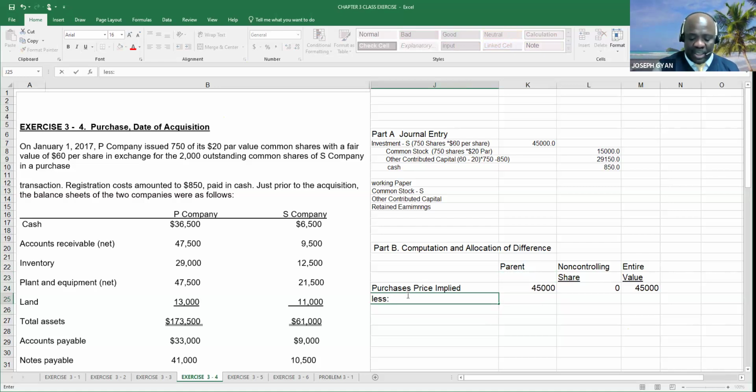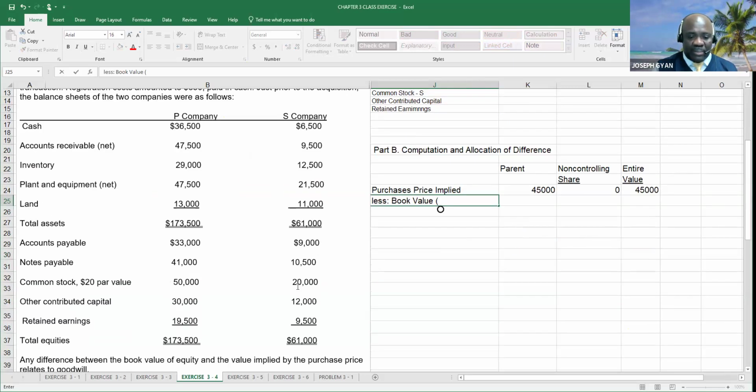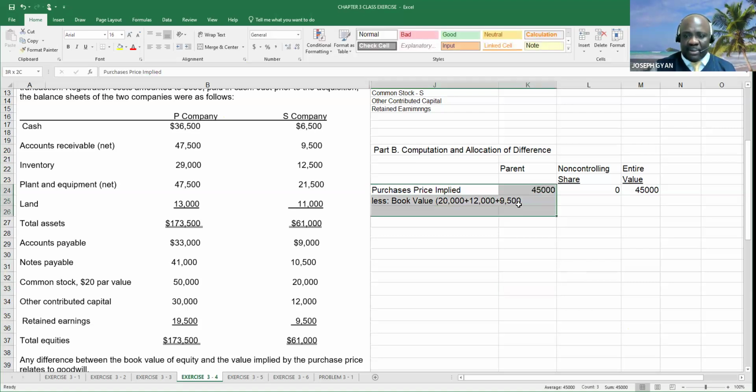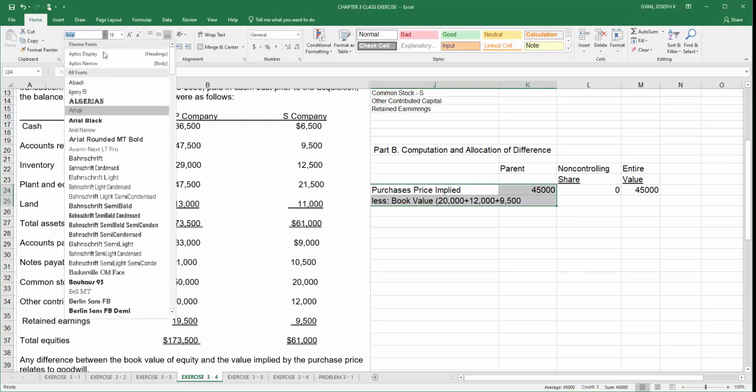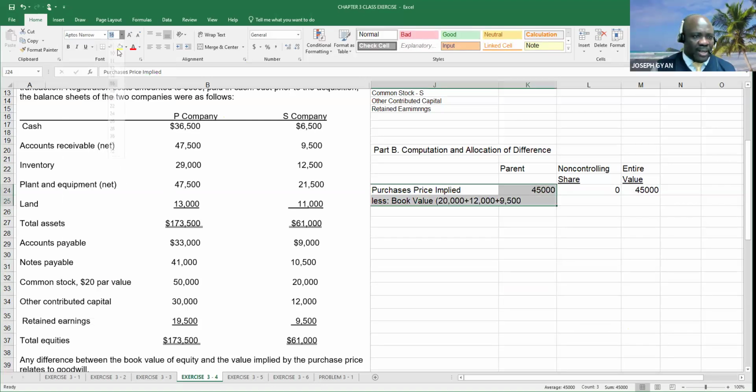Now we have to take the what? Less the what? The book value. Book value of the company here, which consists of the what? The book value of the equity. Somebody can add, or we can put here the common stock, 20,000, plus 12,000 of the other contributed capital, plus 9,500. So how much do we have? The amount is 41,500. Thank you, 41,500.